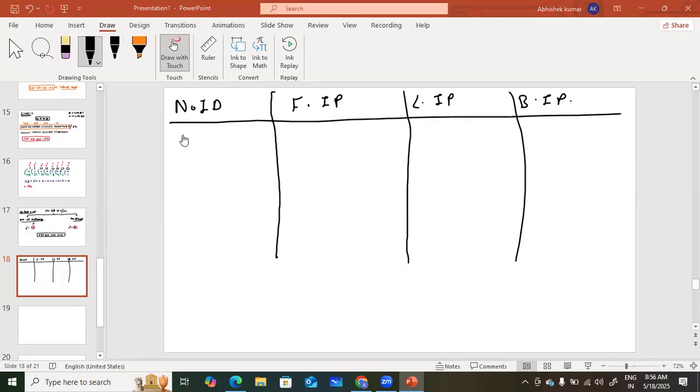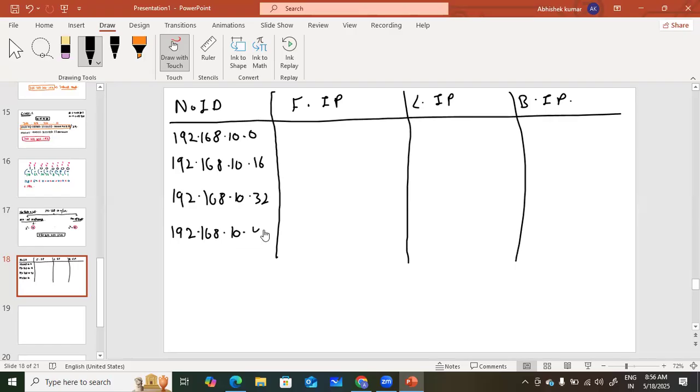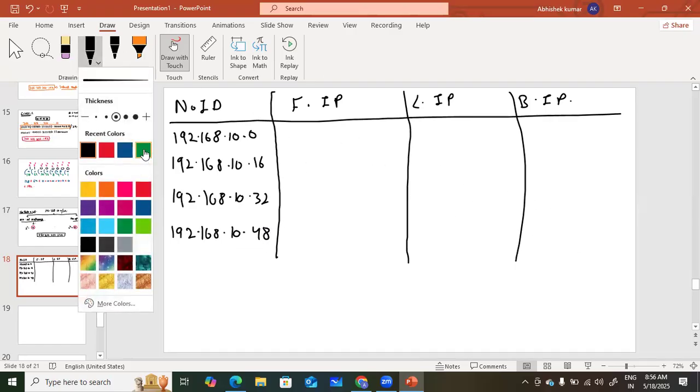So the first network ID would be 192.168.10.0. The next one would be 192.168.10.16. Then 10.32, exactly. Then 10.48. Right. No need to go beyond that. Just finish it up here.